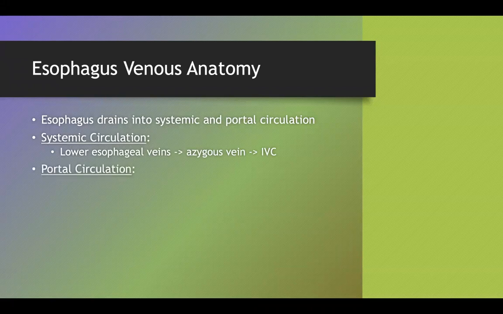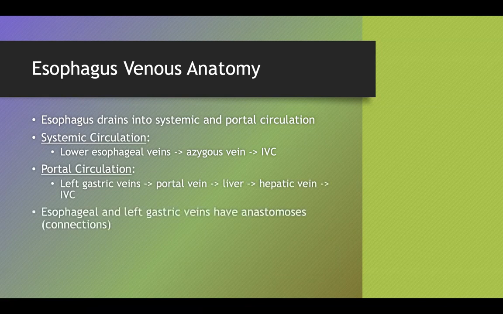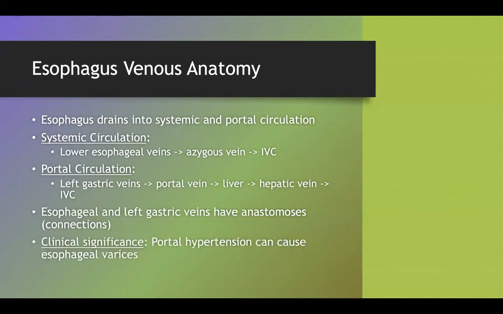But at the same time, we have some of our esophageal capillaries drain into left gastric veins, which then drain into the portal system. So that goes portal vein, liver, hepatic vein, and then finally to the IVC. And why is this important? This is important because these two types of veins, the esophageal and the left gastric veins, can connect at times. Okay, and if there is a backup or a buildup of pressure in one of these veins, it can actually push into the other. So I'll show you what that looks like.